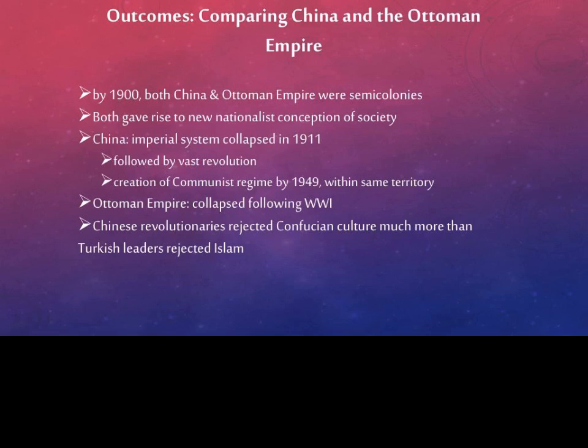In China, the imperial system collapsed in 1911, and that was followed by a huge, vast revolution and the creation of a communist regime within 30 years, by 1949, in that same territory. And the Ottoman Empire, like I said, collapsed after World War I. The Chinese revolutionaries rejected the old traditional Confucian culture, much more so than the Turkish leaders rejected Islam, even though the Turkish leaders aimed for a more secular state.